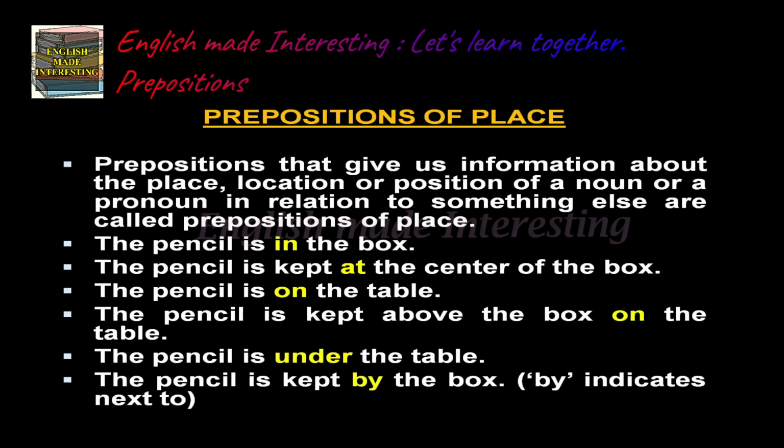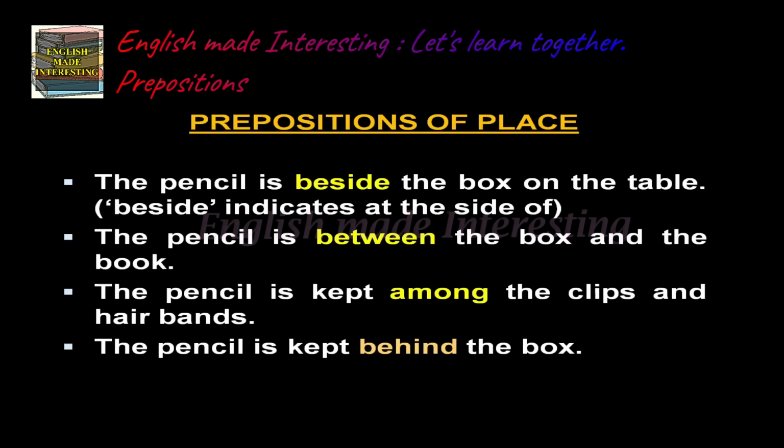The pencil is on the table. When it is kept on the table, here on is a preposition. The pencil is kept above the box on the table. The pencil is under the table. The pencil is kept by the box. That indicates next to the box. The pencil is beside the box on the table. Here, beside indicates at the side of.